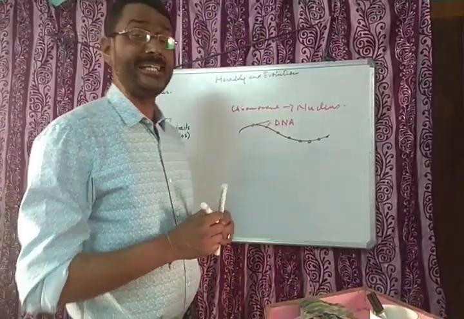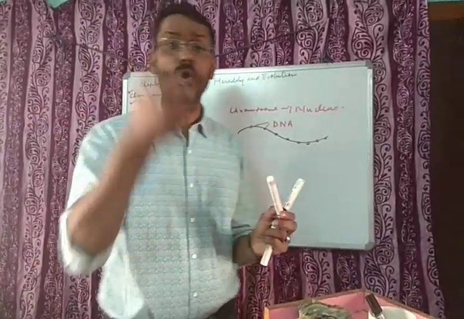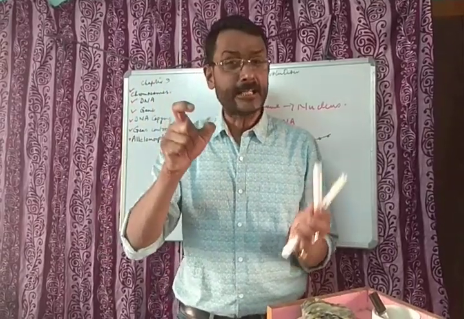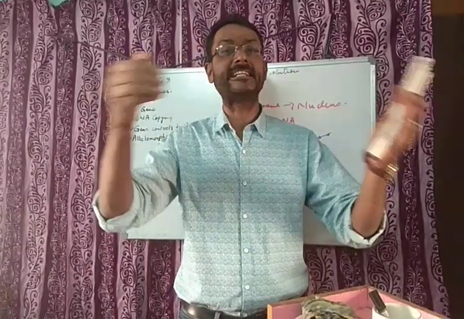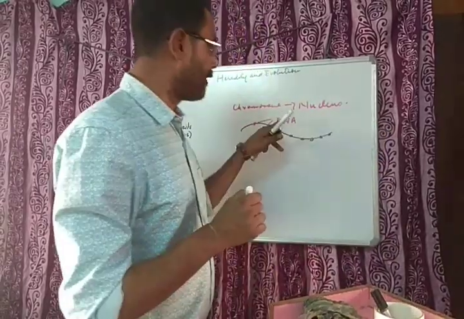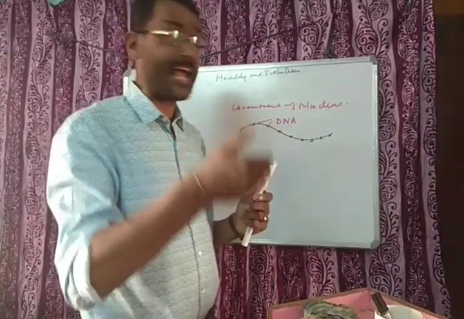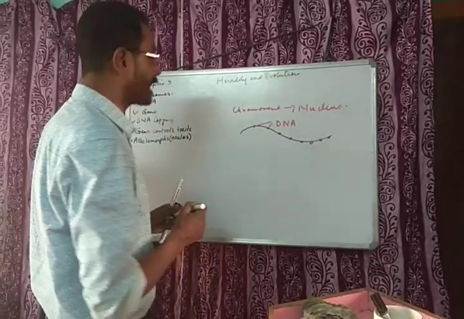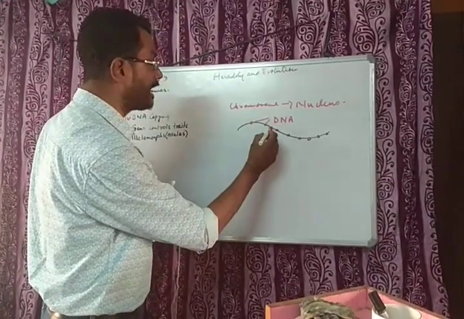What does this DNA do? Most important thing, most important question. It produces proteins in the cells. Is it okay with you? It produces what? Proteins. Where? In the cells. Now after DNA, we are coming to another thing called gene.